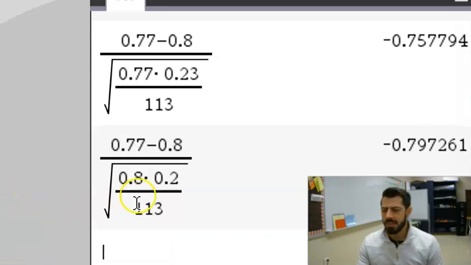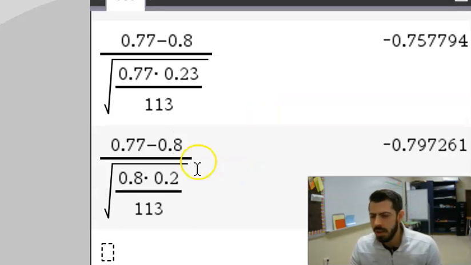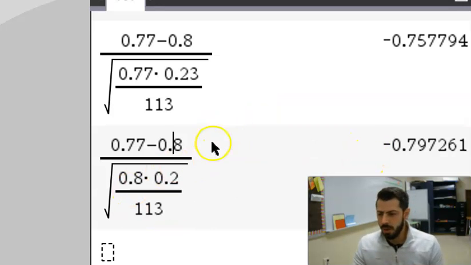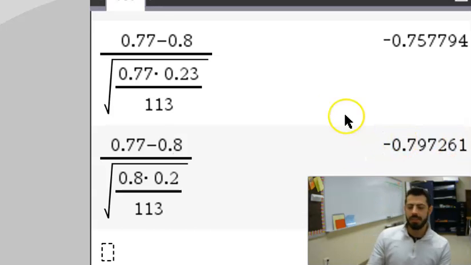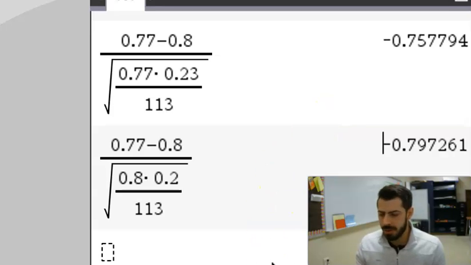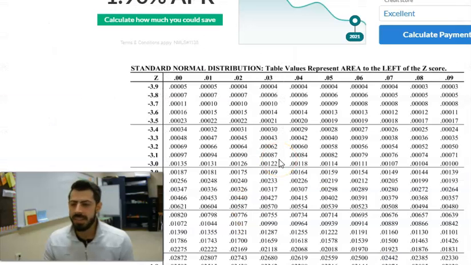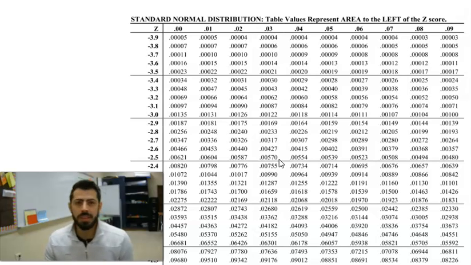So, sorry, I lied to you. It's actually the square root of p times 1 minus p, not p hat times 1 minus p hat. So it's 0.8 times 0.2, not 0.77 times 0.23. So you use the population, right? You use the stuff from the null hypothesis. So with that, you should get a test statistic of negative 0.797, and then you go to your normal table and you find negative 0.797, which I guess you just do negative 0.8.